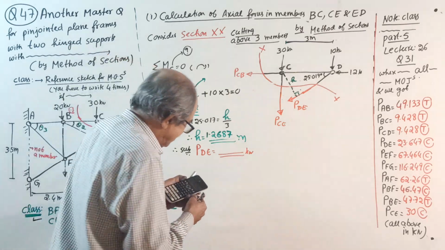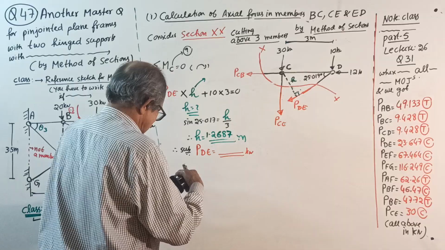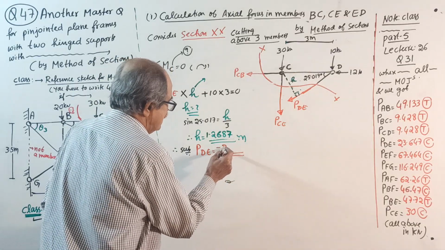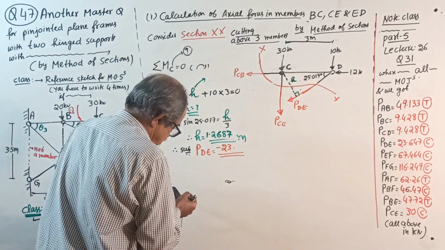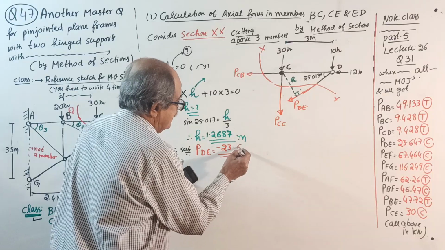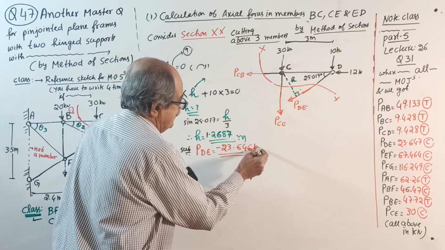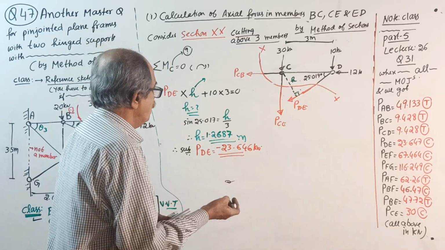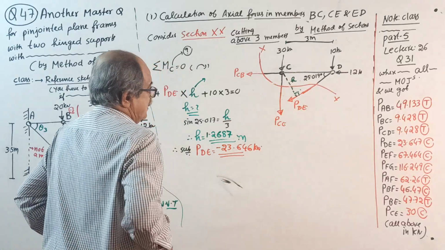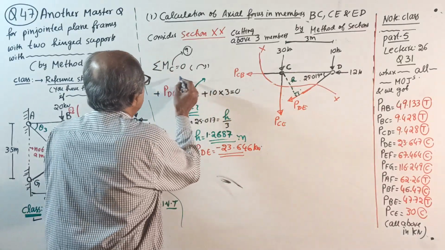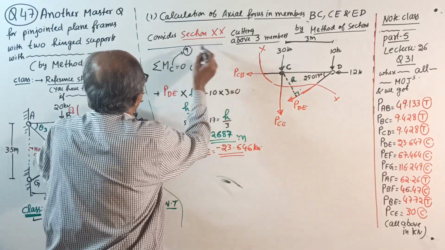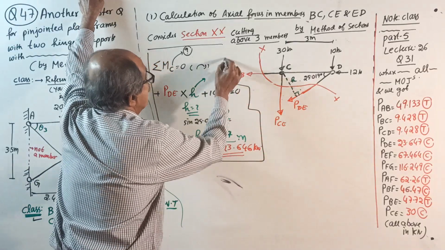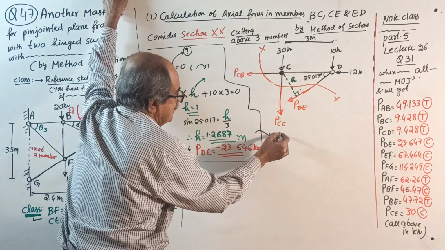Okay, 20 minus, you will get the answer, minus 23.646. 23.646 kilonewton is the answer. Okay, 23.646 we got by method of section. Now make a note here. See, you write all these. Make a note. Right here, or write one more thing.